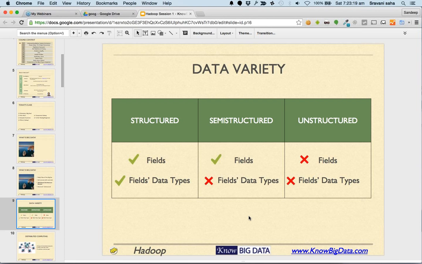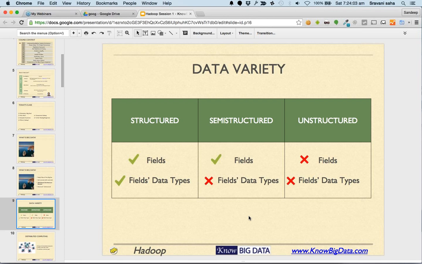Second is the semi-structured data. Semi-structured data means we know that these are the fields in the input, but we do not know their data types. For example, take the comma separated values, the CSV file. If you open a CSV file in Notepad, you will notice that it has values which are comma separated, but there is no information about the data type that is stored in each column. So that's semi-structured.